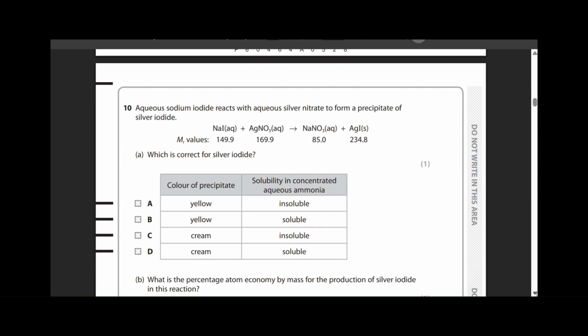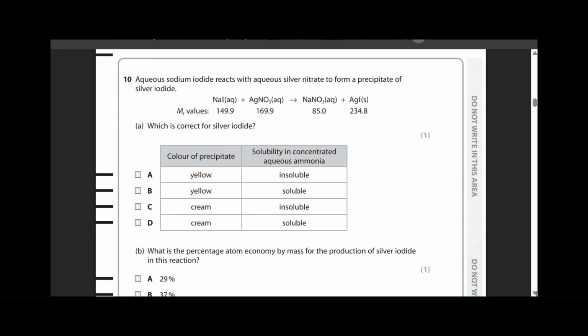Now move on to question number 10. Aqueous sodium iodide reacts with aqueous silver nitrate to form a precipitate of silver iodide. Which is correct for silver iodide? You know the color of iodide precipitate is yellow, and iodide precipitate is insoluble in dilute as well as concentrated ammonia. So the correct option is A.